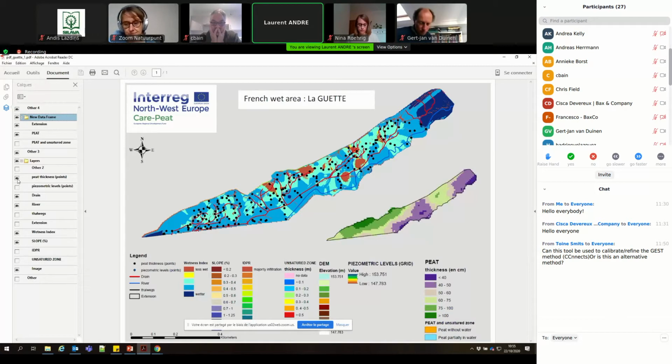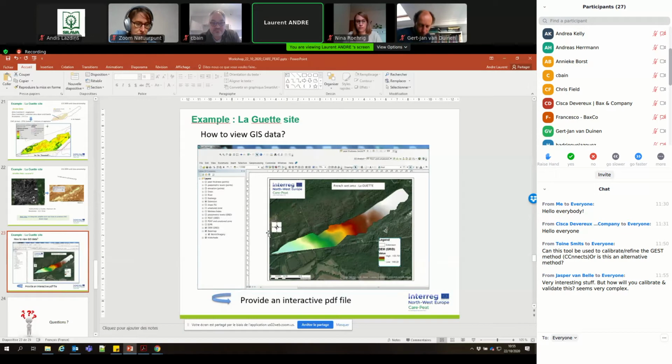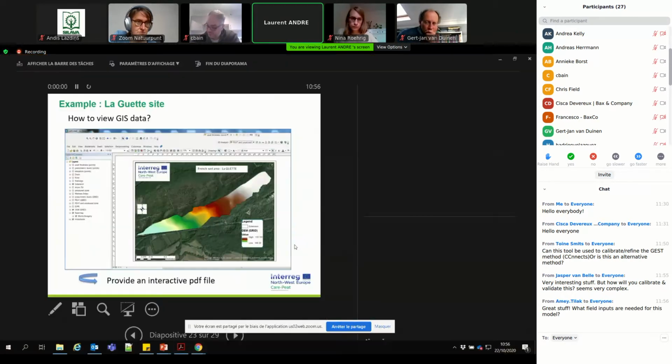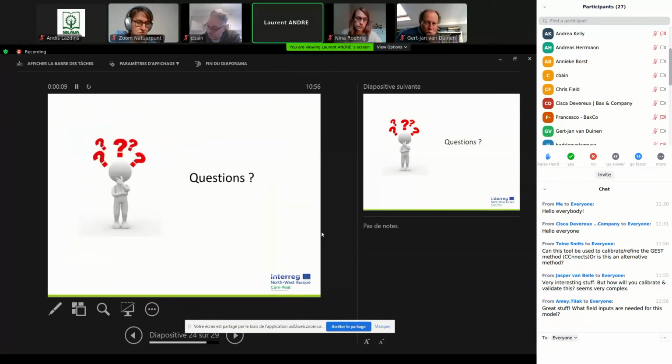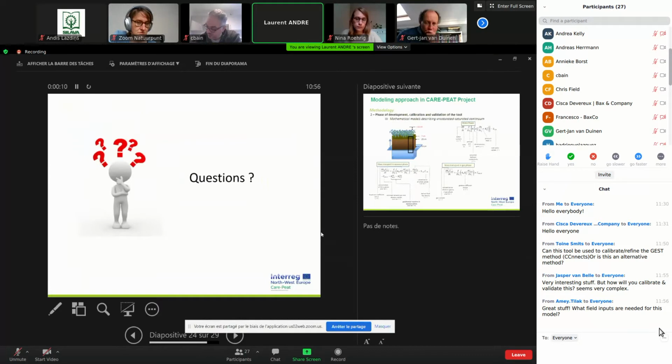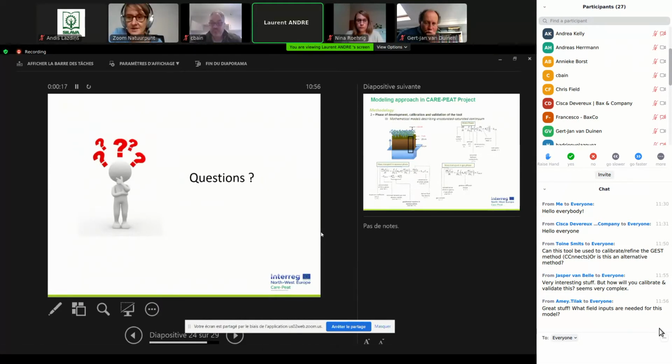But we have some reflections and discussion about that, because of course you have the possibility to have a PDF file, but we also have an online version that can be used. So it will be decided during the project. So this is what I want to show you about the modeling approach in CarePit. Of course, we don't have final results, but it is our global objective. And so if you have any questions, answer.